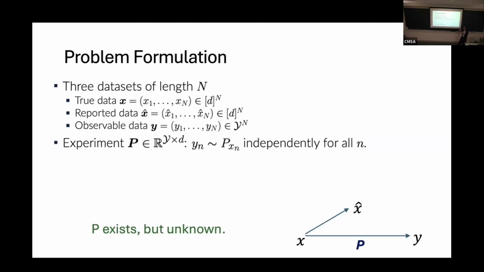So these are the three parallel data sets. And then we try to capture the relationship between the observation and the underlying true data set. We capture that by saying that Y is a statistical experiment that relates to the true value of X. And this is captured by a matrix. So we call this matrix P.